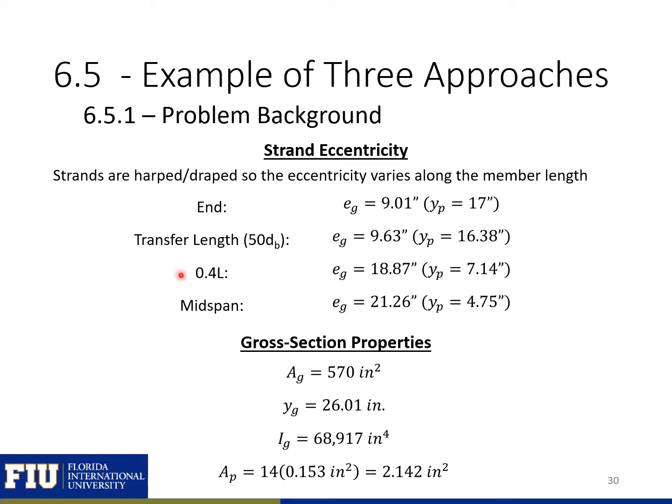When you have harped strands, often midspan won't be critical. Sometimes it'll be a short distance away from midspan, so that's why we'll check 0.4 L here. You can see here the gross section properties for the single T, and these are given.